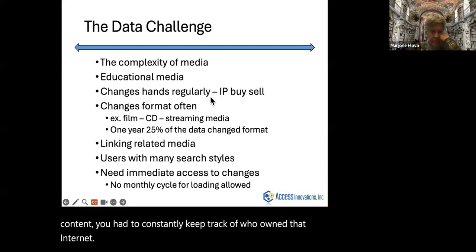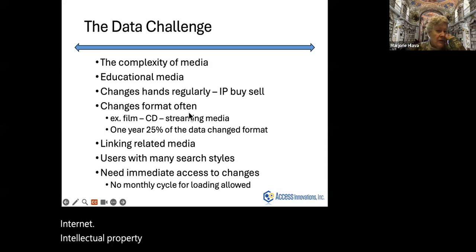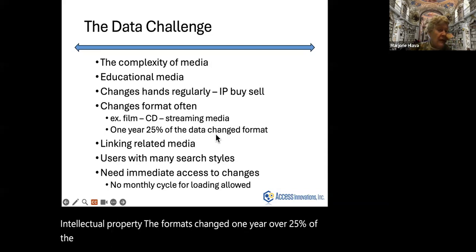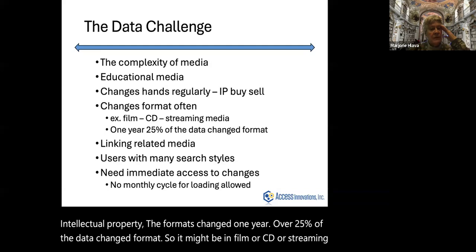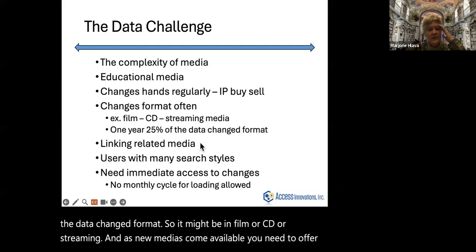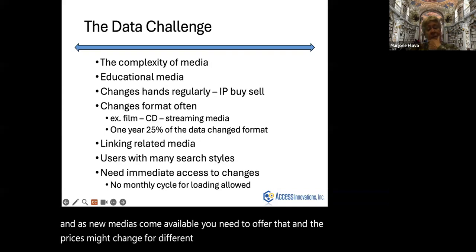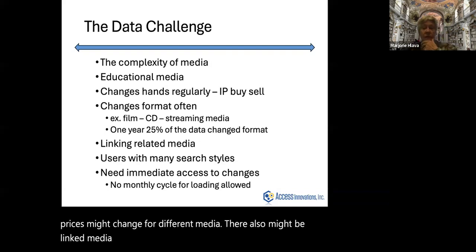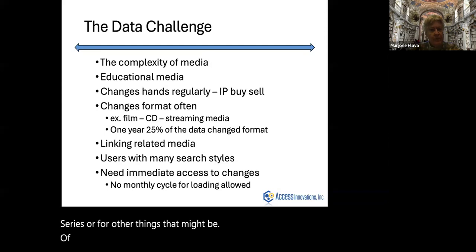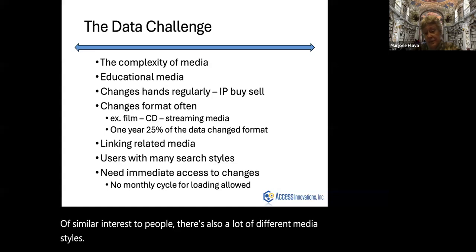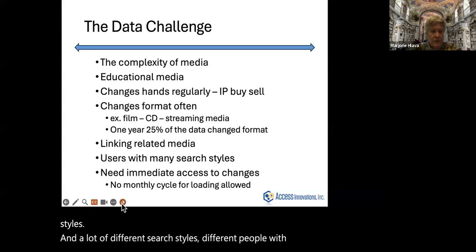that intellectual property. The formats changed. In one year, over 25% of the data changed format. So it might be in film or CD or streaming. And as new media become available, you need to offer that. And the prices might change for different media. There also might be linked media, which would make for an interesting series, or for other things that might be of similar interest to people. There's also a lot of different media styles and a lot of different search styles. Different people with different needs are going to search differently.